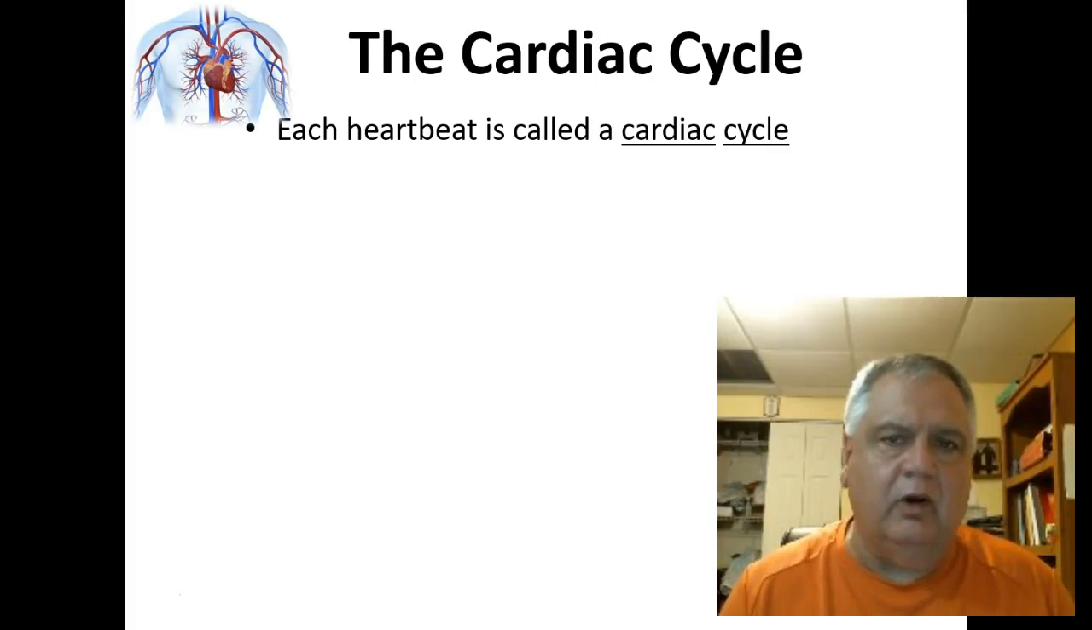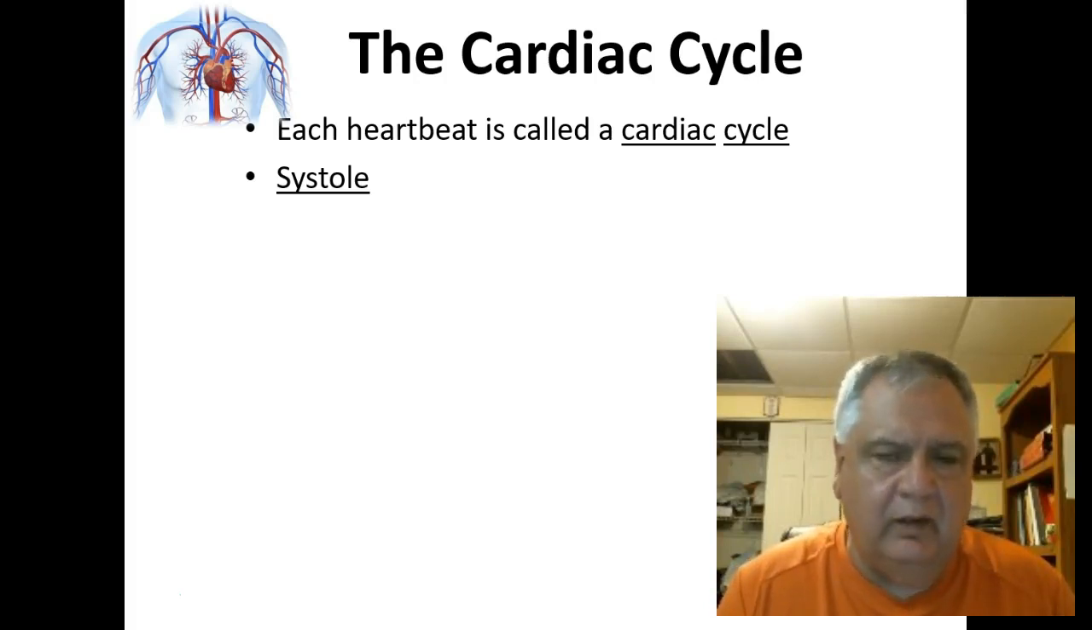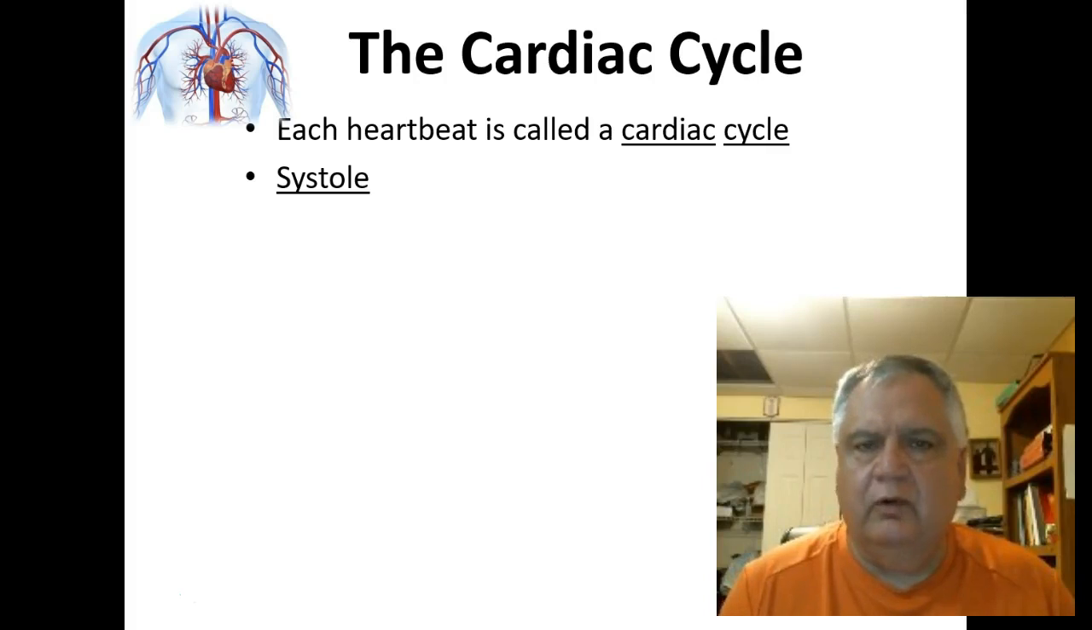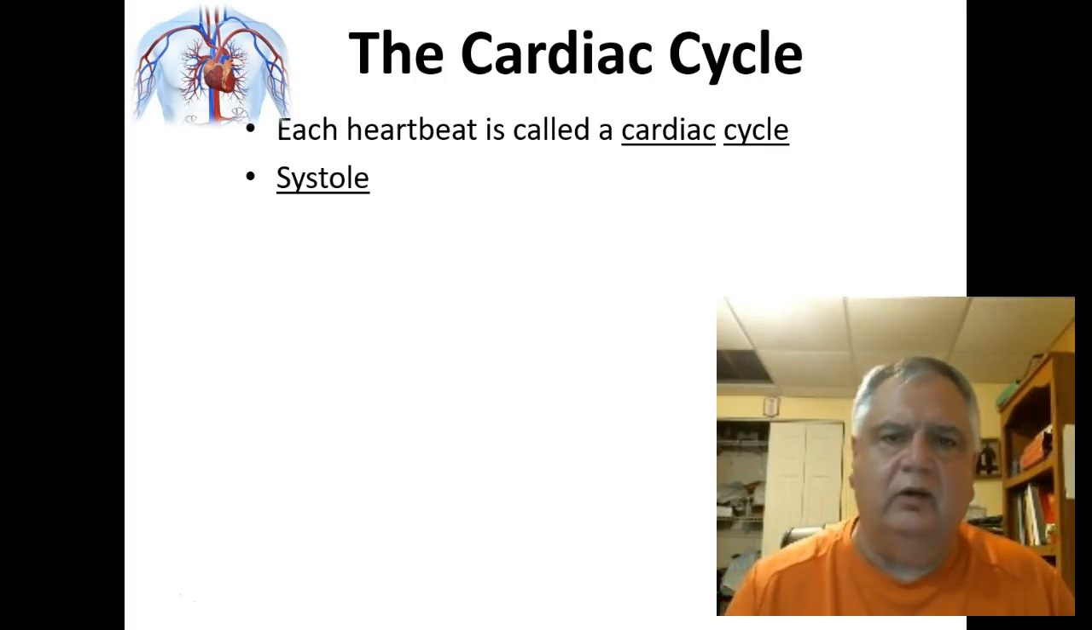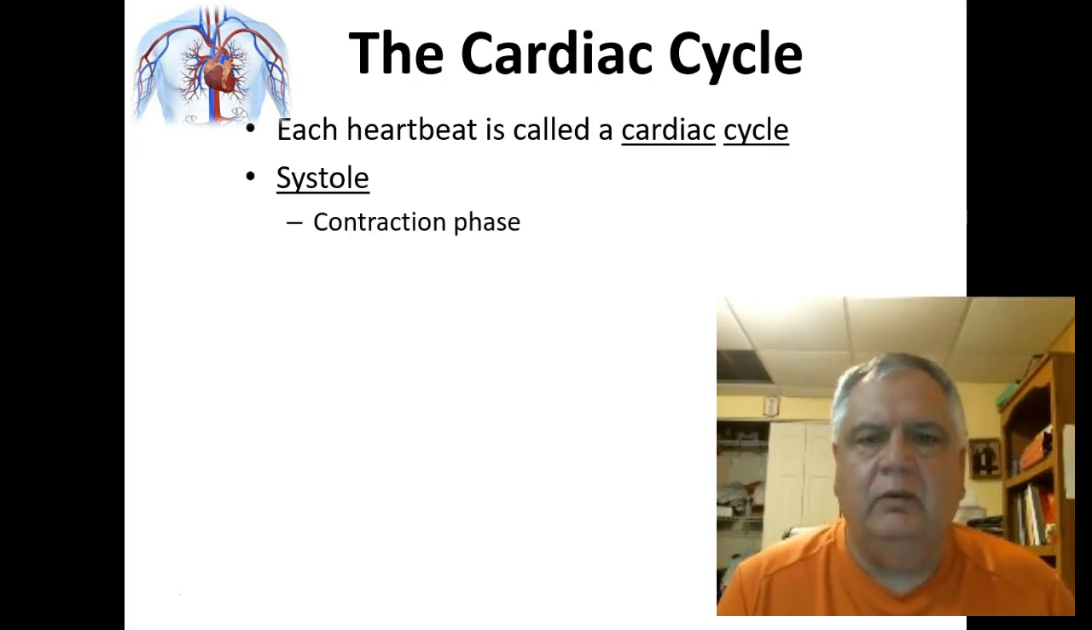Now, whenever we look at the cardiac cycle itself, it actually has two distinct phases that we need to discuss. The first phase is referred to as systole. The second phase is referred to as diastole. Let's take a look at systole first and compare what the difference is between systole and diastole. So systole is the actual contraction phase of the heartbeat.